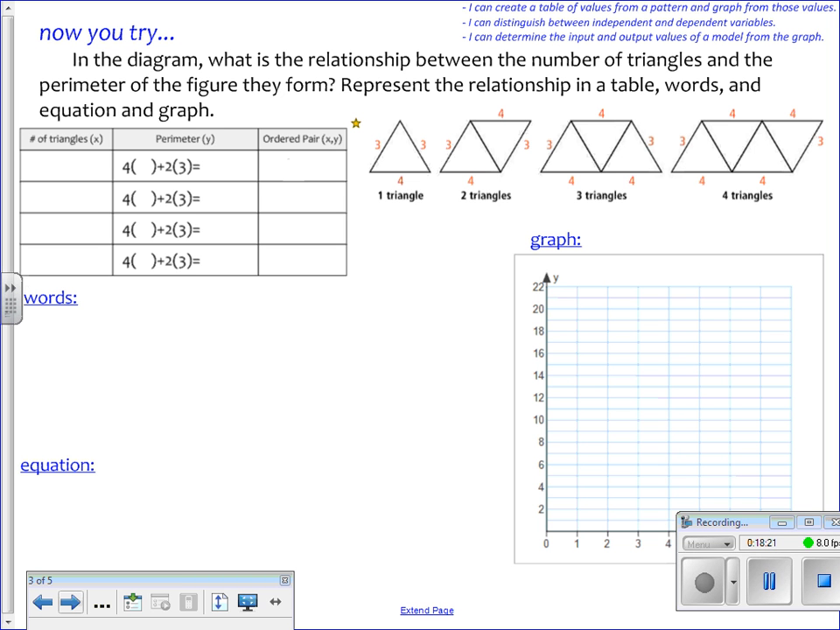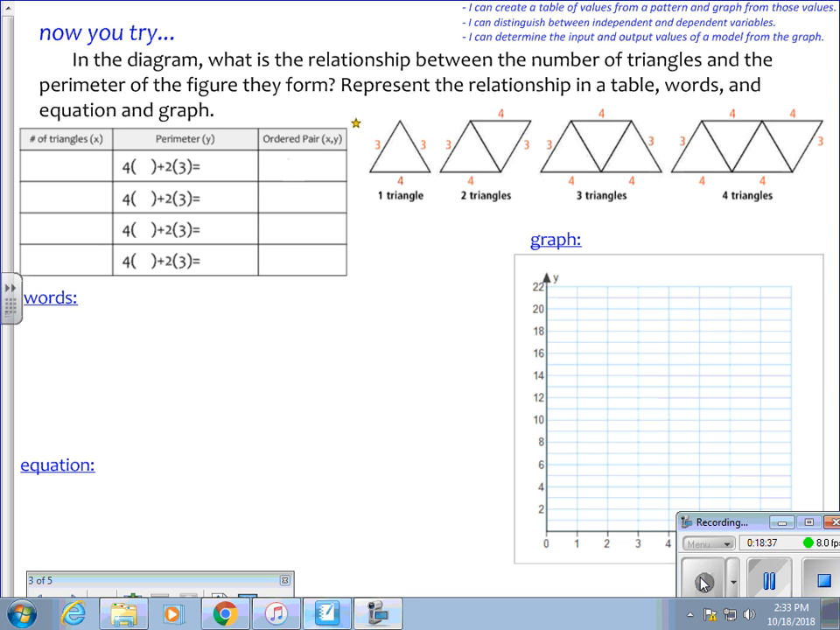And then try to do the best you can on writing it out in words, coming up with an equation, and graphing it. You should be able to do the table and the graphing without too much problem. But see if you can do the rest of it as well. Okay, so take a couple of minutes and do that. Okay, let's go ahead and do this.